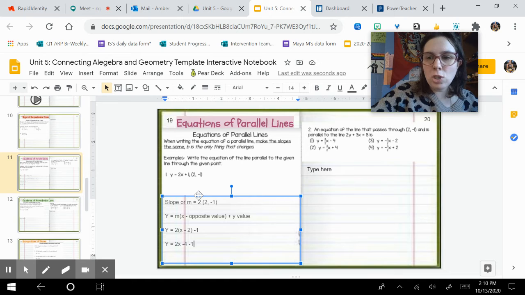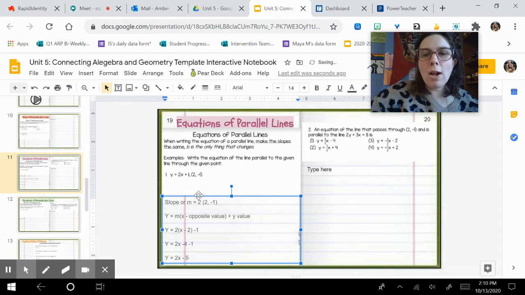Now we need to combine so we can create our new y-intercept. So the 2x doesn't change. We're going to bring it down. Y equals 2x. And then -4 minus 1 is -5. So -5 is our new y-intercept. So our line that is parallel to y equals 2x plus 1 and goes through the point (2, -1) is y equals 2x minus 5.